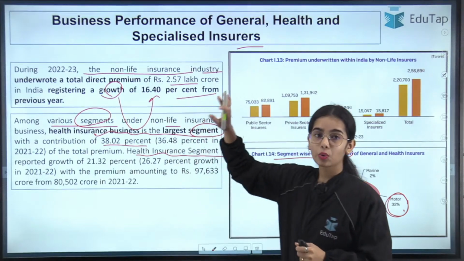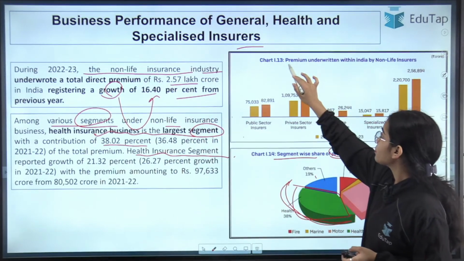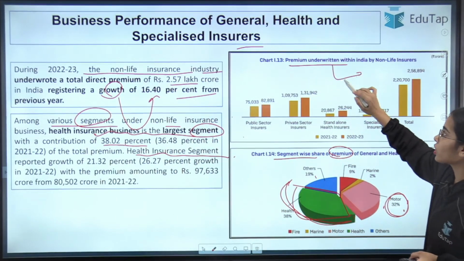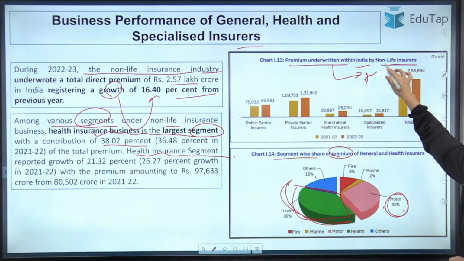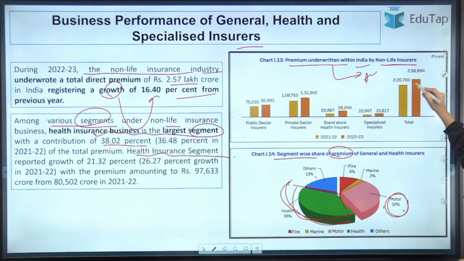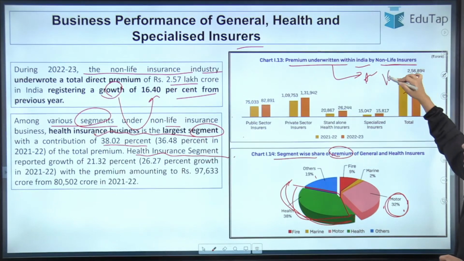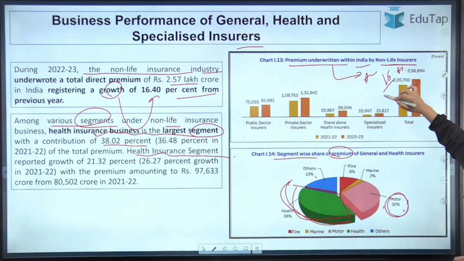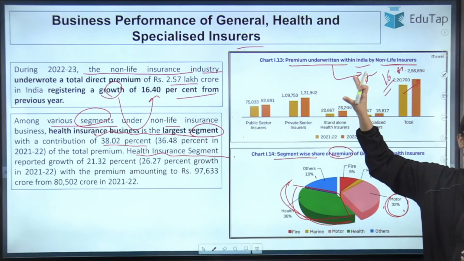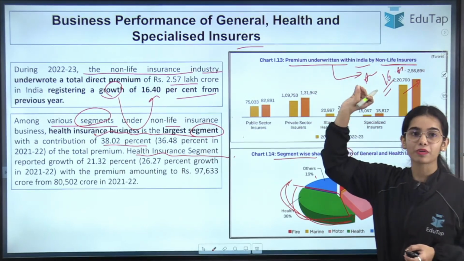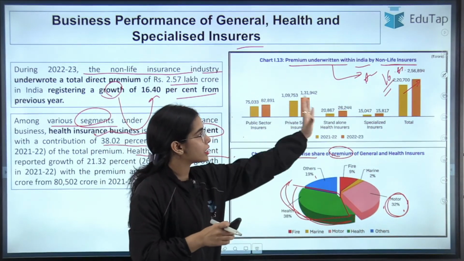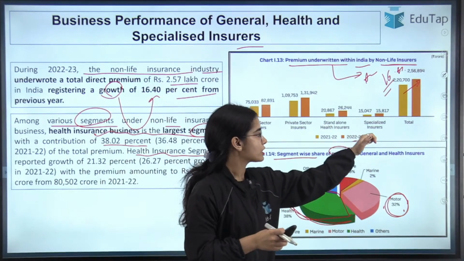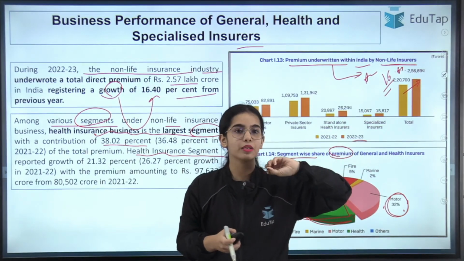Now this is the brief idea. The premium underwritten, or the premium collected, or the premium accepted within India by non-life insurers has increased from the previous year by 16.4%. The premium that was collected, or underwritten, has increased from the previous year to this year, by 16.4%.